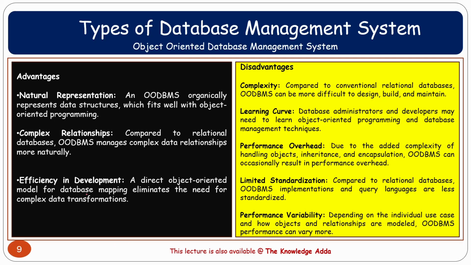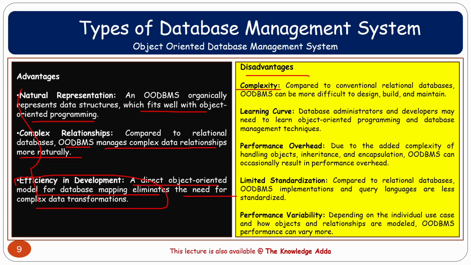Now, talking about advantages, an object-oriented database management system organically represents data structures which fit well with object-oriented programming. And compared to relational database management systems, object-oriented database management systems manage complex data relationships. And a direct object-oriented model for database mapping eliminates the need for complex data transformation. So basically these are the advantages.